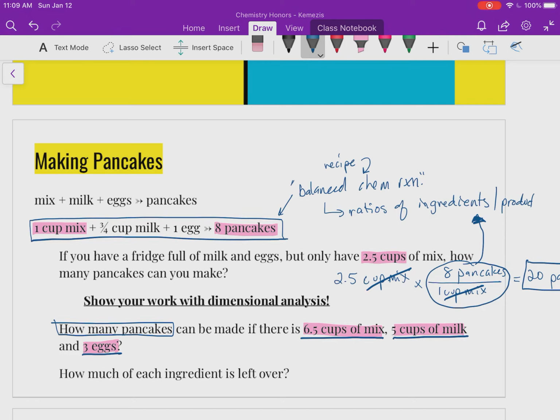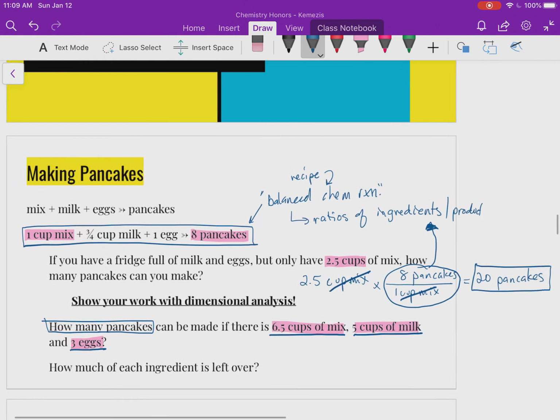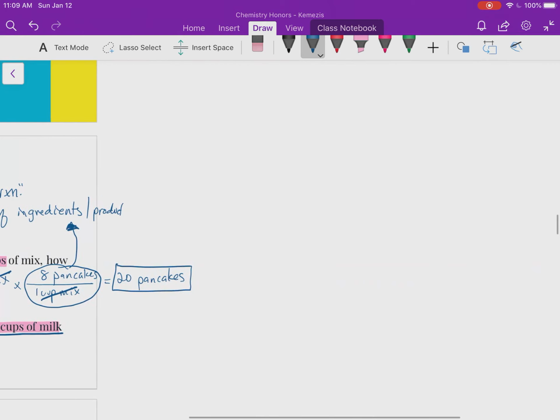It's the one that limits you, and even though I would have enough, say, mix and milk to make a certain amount of pancakes, well, I only have a certain amount of eggs, depending on where our math takes us. So I'm going to scoot over here, and we're going to have 6 cups of mix. We're going to have 5 cups of milk, and we have 3 eggs.